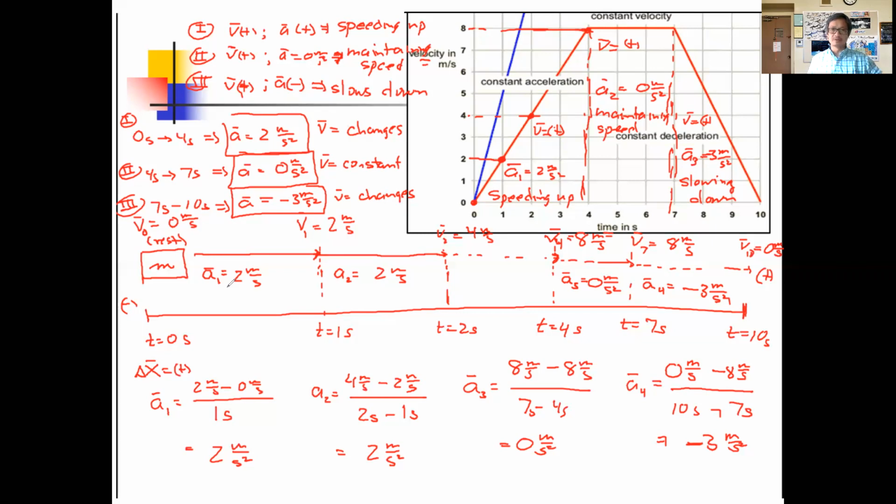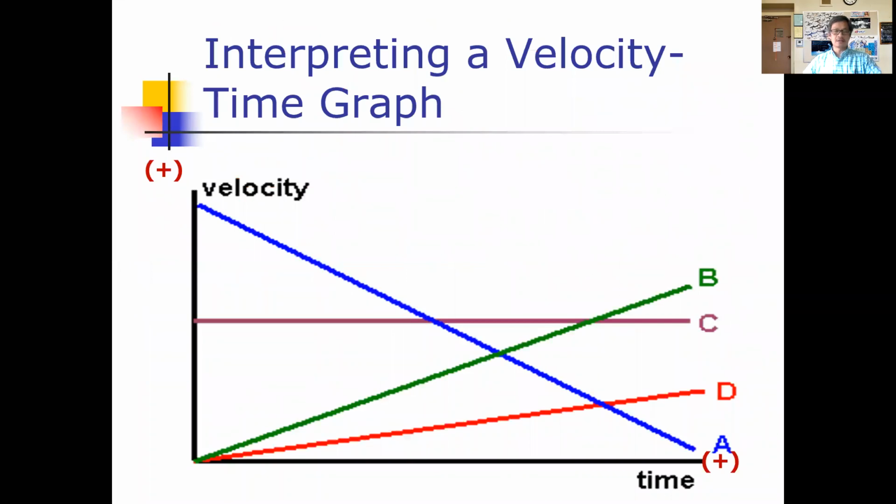Make sure you come by and see me about this if you have any questions about the information we obtained here. Like I said, work it out and make sure you continue to practice doing this. Let's go ahead and take a look at another graph. Let's practice this a little bit more.